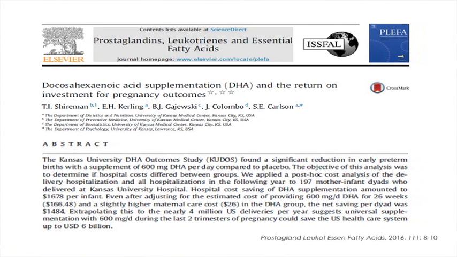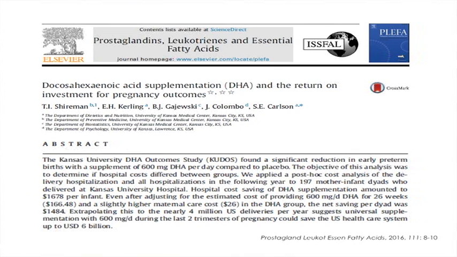One of the things we did was we economized this finding. What would it save, just in terms of the hospital costs alone? If I can read this last sentence down here, basically providing 600 milligrams of DHA for 26 weeks, there's a cost associated with that. The net savings per diet, mom and infant diet, was about $1,500.